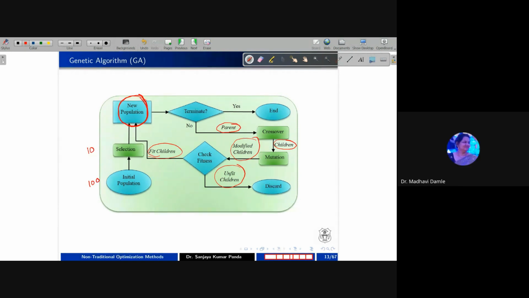So selection has nothing to do with crossover or mutation. It's just selection. Selection has no role. That selection which comes to your mind, there is a process we are doing here that I'll tell you at a later point of time. Yes, sir. Got it. That I'll tell you.